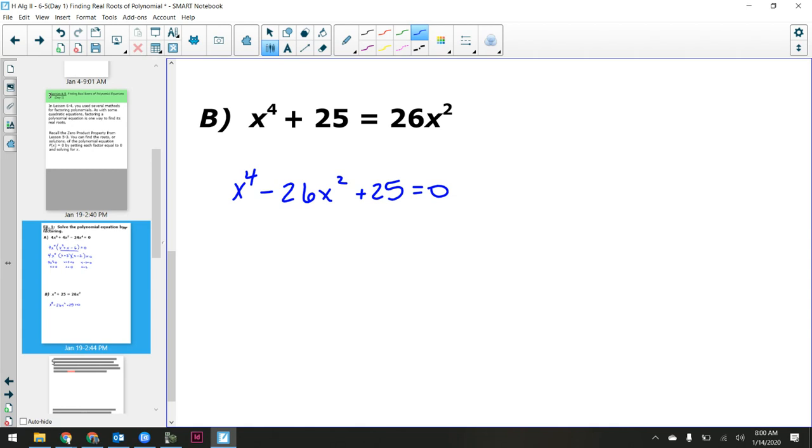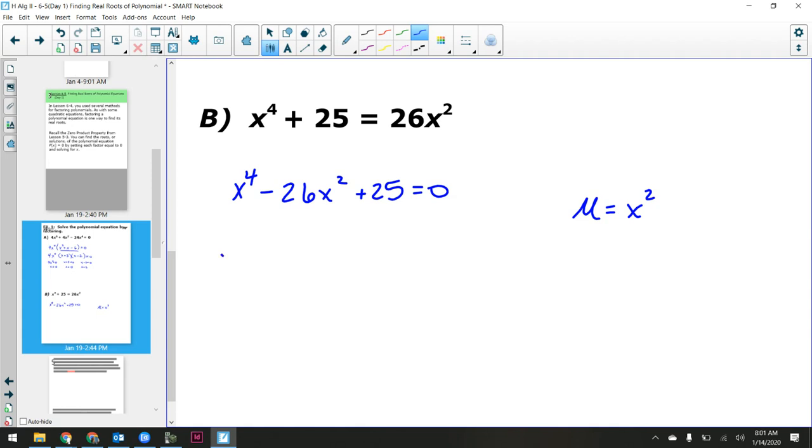Watch what I'm going to do. I am going to create a new variable, just to simplify it in our minds a little bit. Let's call it cursive u. I'm going to introduce a variable, and I'm going to say this u is x squared.